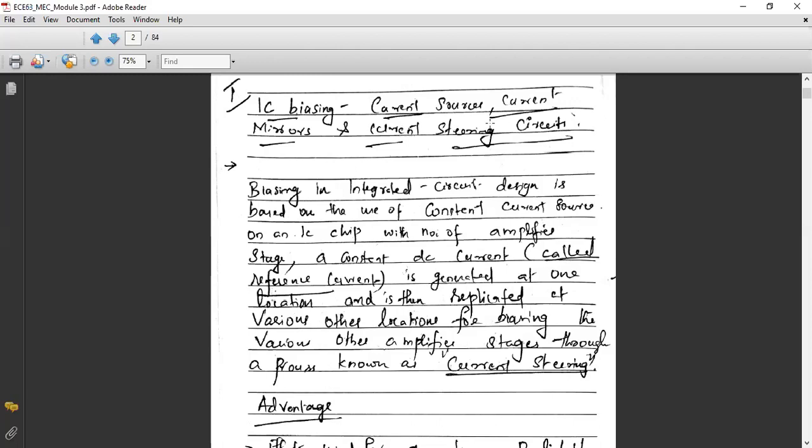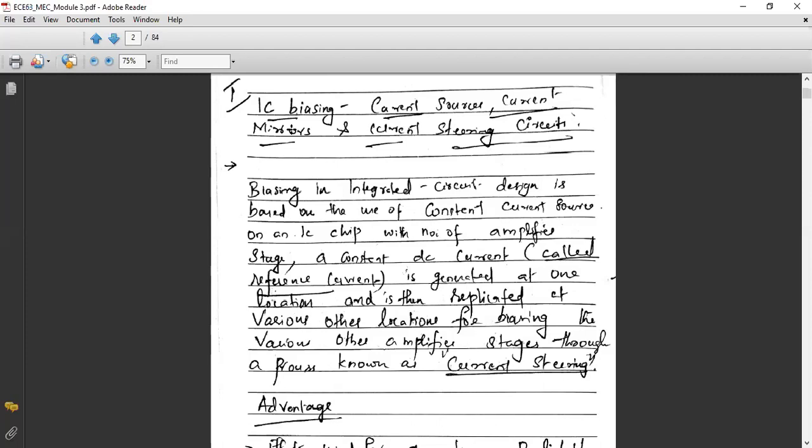Now, the concept behind a current mirror is: if the output current is the same as that of the reference source, and you are trying to produce the same output current across one terminal or across the load by using some source, then that particular circuitry is known as a current mirror.